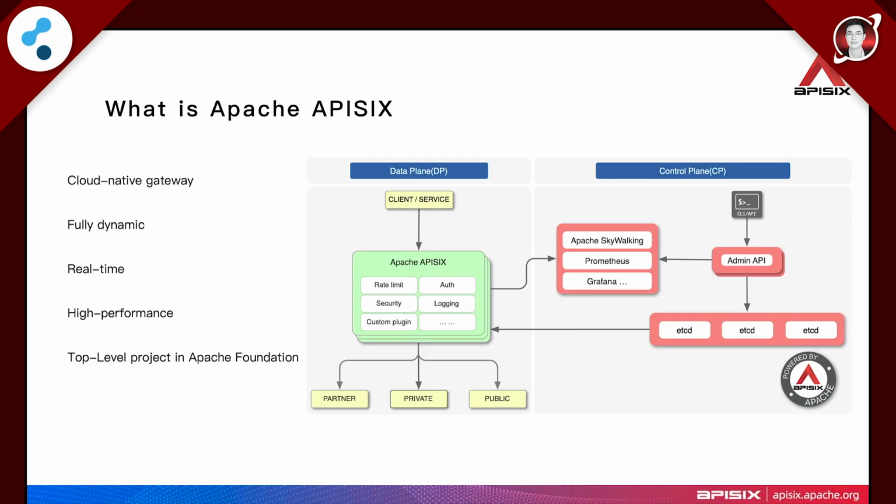Well, we also need to introduce Apache APISIX. It is a high-performance, fully dynamic, real-time API gateway, and it is also a top-level project of the Apache Foundation. This is the architecture diagram of Apache APISIX. The left part shows how Apache APISIX processes business traffic with rich plug-in functions. On the right is the control plane of Apache APISIX. Here we mainly focus on the admin APIs, through which the Ingress controller synchronizes resources to Apache APISIX.